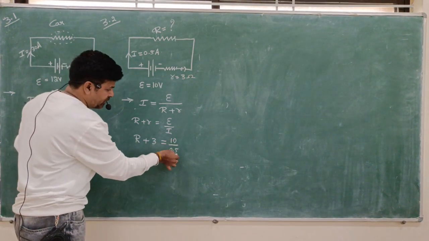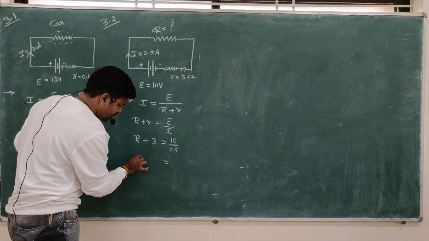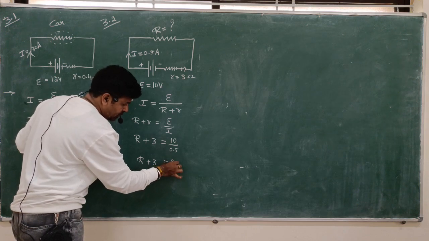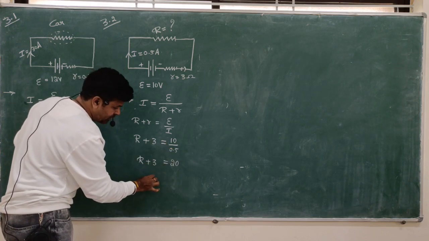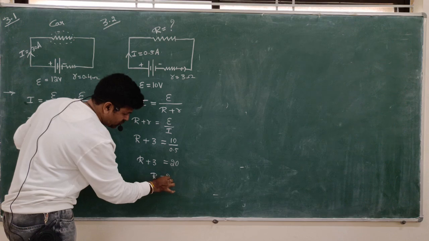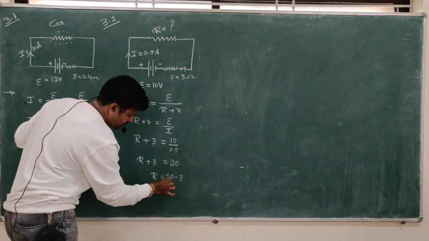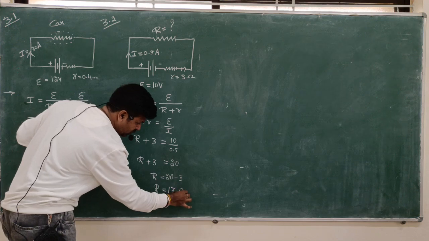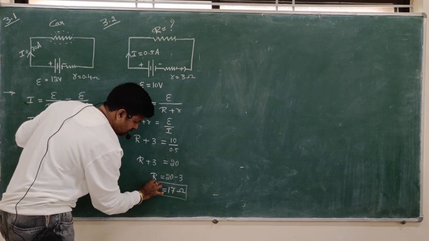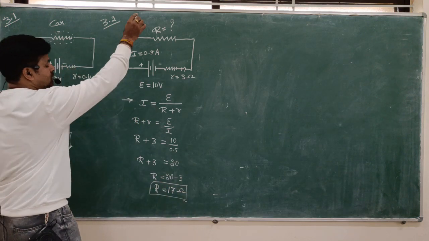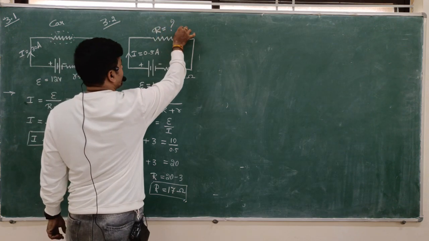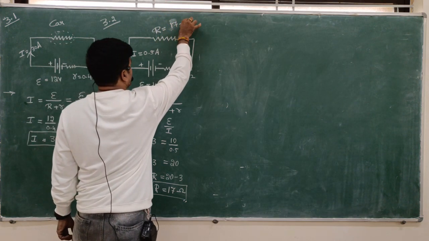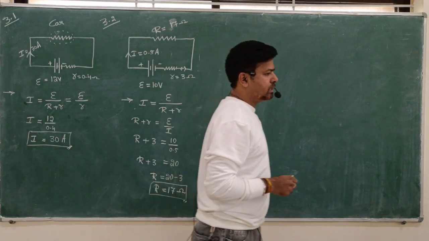So 10 divided by 0.5 is 20, right? Plus 3 goes to the other side as minus 3, 20 minus 3, therefore R is equal to 17 ohm. So this is the external resistance value, R is equal to 17. This is the answer to the first question.